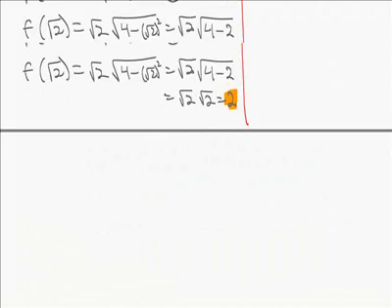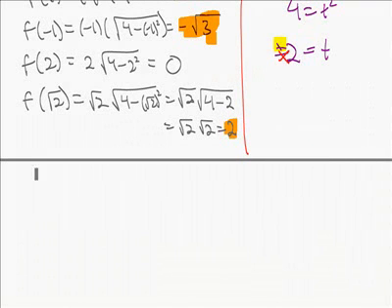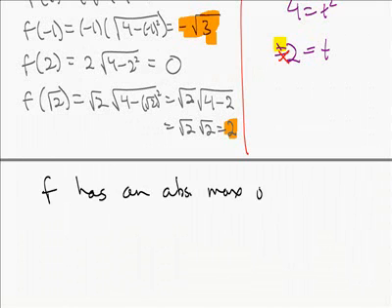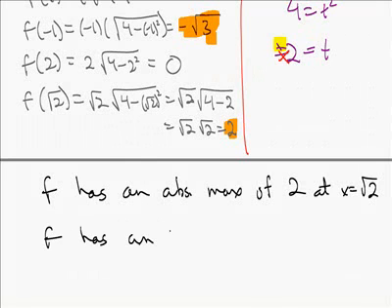So we can conclude then that f has, not a local, but an absolute max, the max value is 2. It occurs at the point x equals the square root of 2. F has an absolute min of negative square root of 3, and it occurs at x equals negative 1.